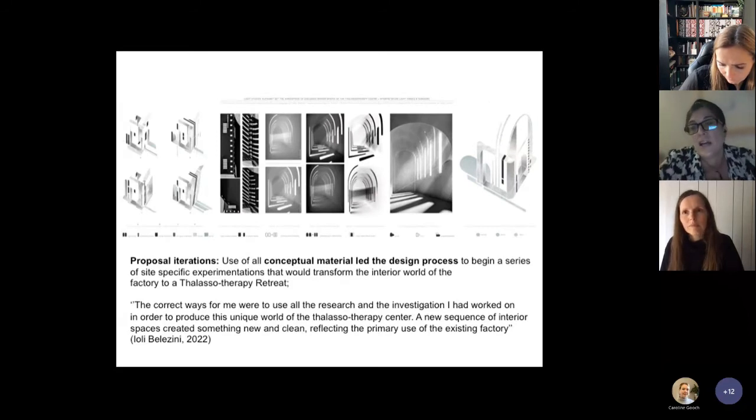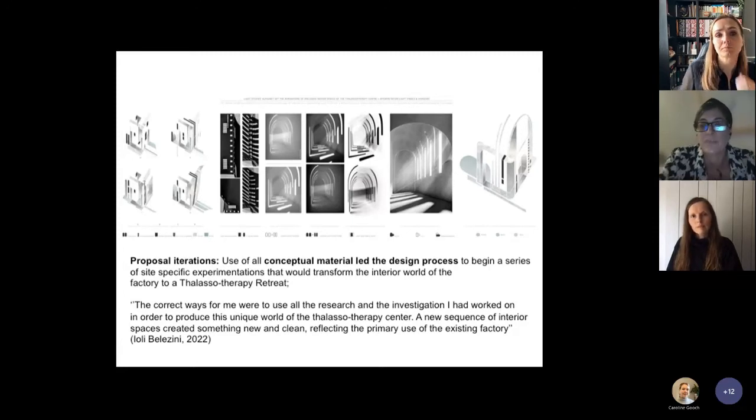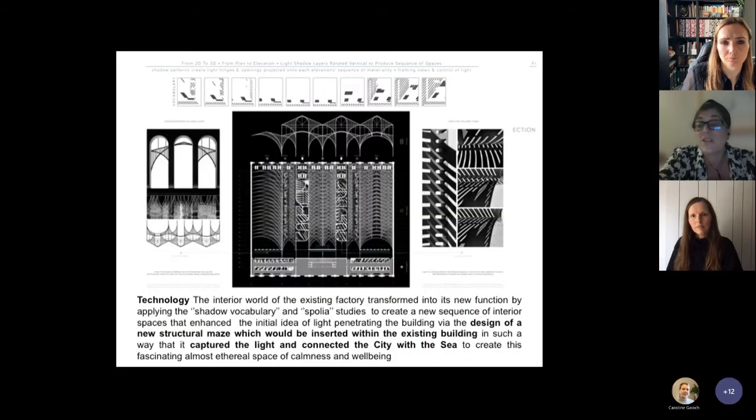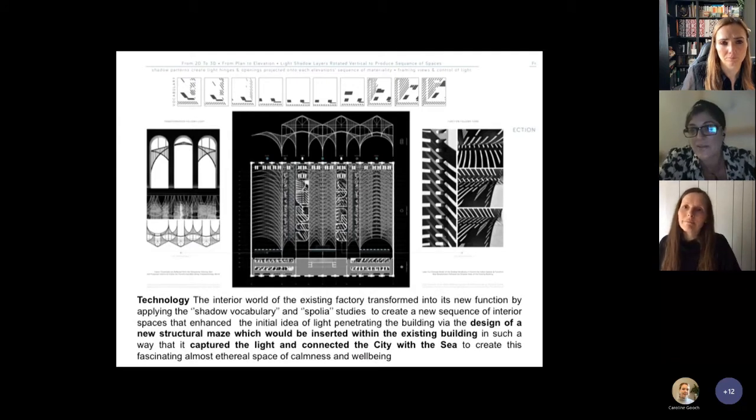So she used all of her analysis and research and her shadow vocabulary and her concept of spolia. And this led the design process, and she began a series of site-specific experimentations that would transform the interior world of the fertilizer factory into the thalassotherapy retreat. In terms of technology, the interior world of the existing factory transformed into this new function, and what Ioli did was to design a new structural maze, which would be inserted into the existing footprint of the building in such a way that it captured the light and connected the city of Athens with the sea and the Piraeus port to create this fascinating, almost ethereal space of calmness and well-being.